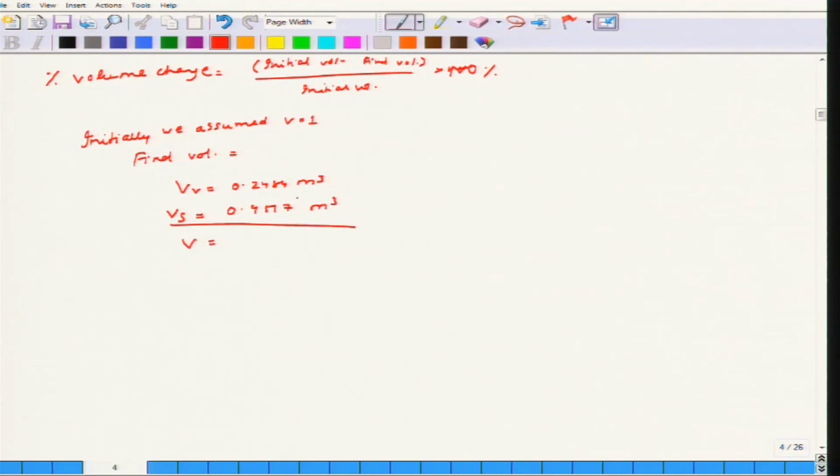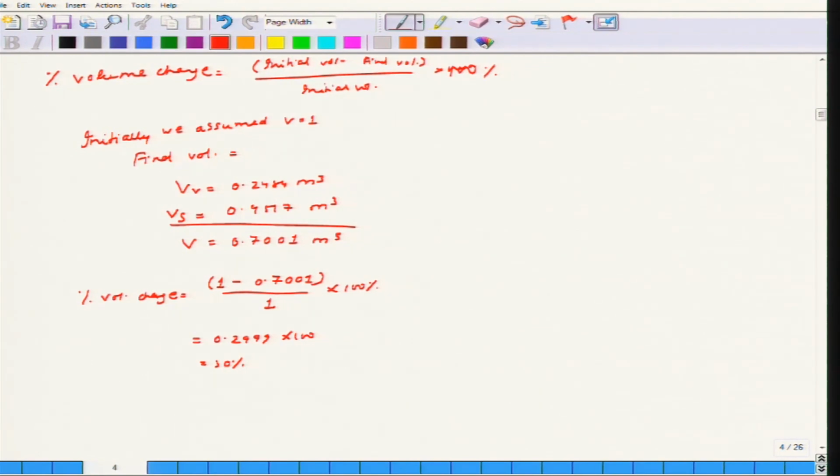So just add these two. You get 0.7001 meter cube. So now your percentage volume change is (initial volume 1 minus 0.7001) divided by 1, into 100%, which is 0.2999, equal to 30%. So the percentage of volume change is 30%.